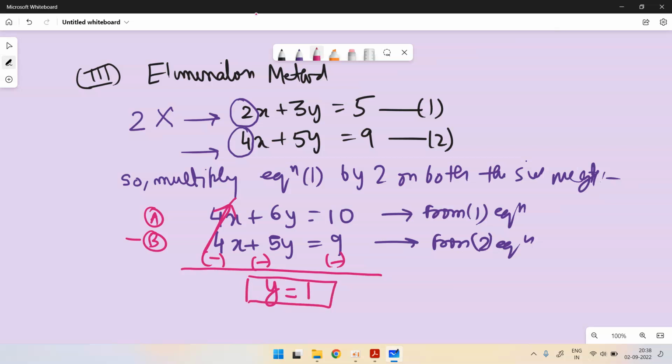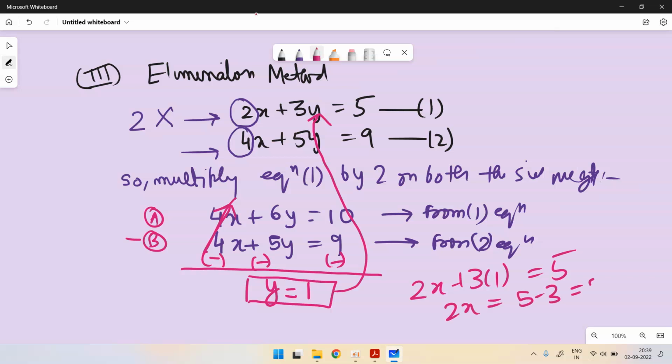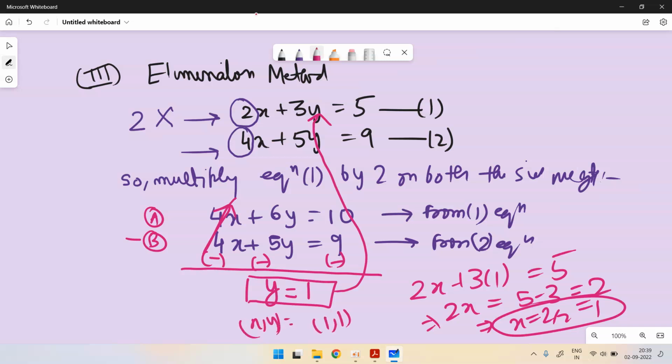Now if you put this value of y in any of the equations, suppose you put the value here, you get 2x plus 3 into 1 equal to 5, which implies 2x equal to 5 minus 3, equal to 2, which implies that the value of x is 2 by 2, that is 1. So see the solution, this is 1 comma 1, that is, the value of x comma y for the particular pair of linear equations in two variables. It is 1 comma 1. This is my elimination method.